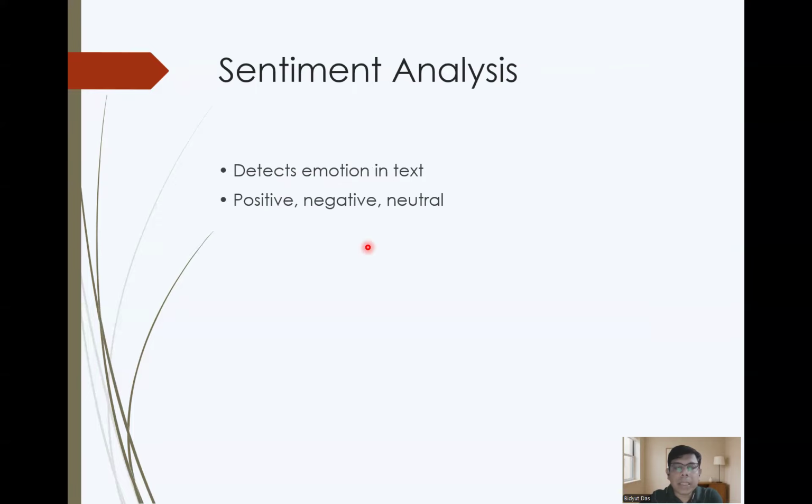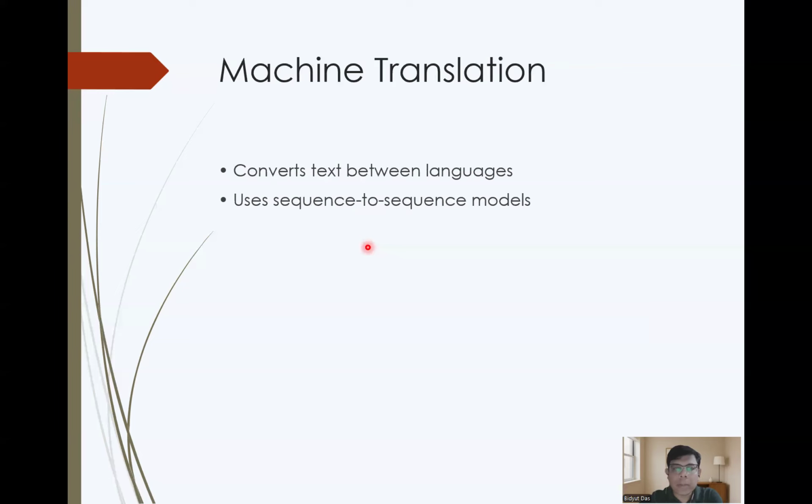Sentiment analysis is taking the sentiment of a sentence or a text. Whether the sentence has a positive, negative, or neutral sense will be identified by the NLP. That is the detection of emotion in the text.